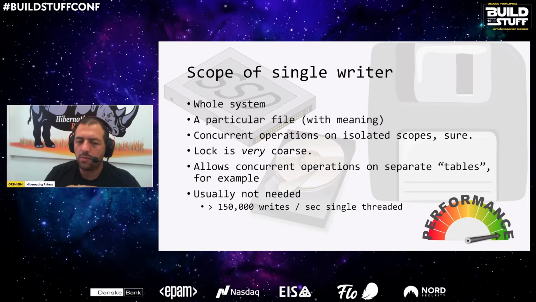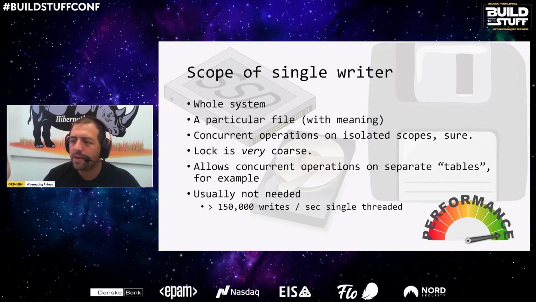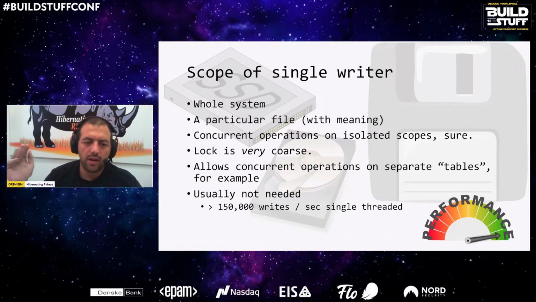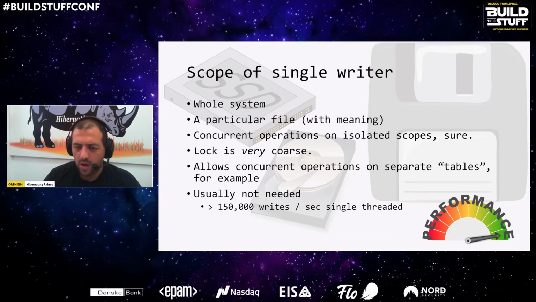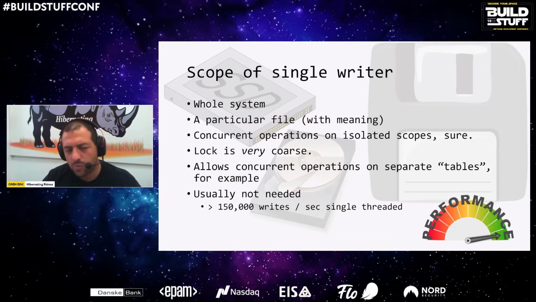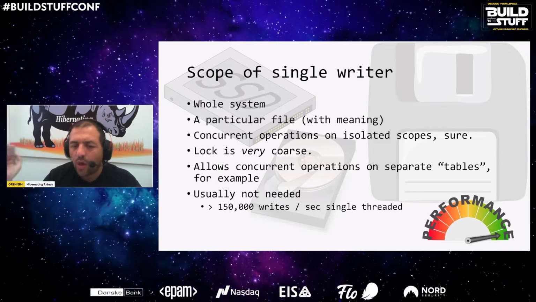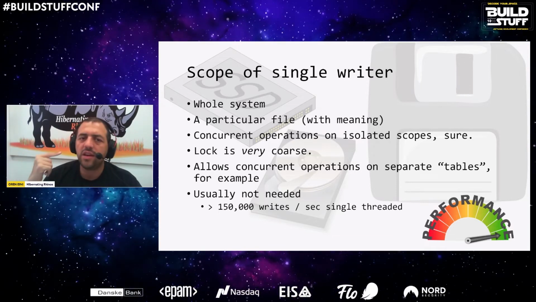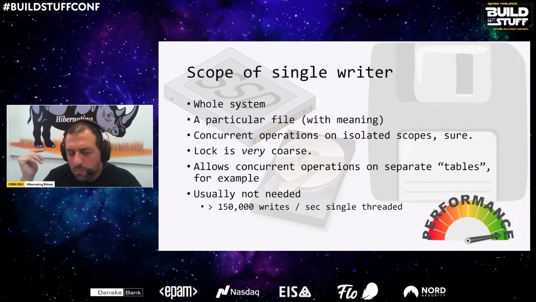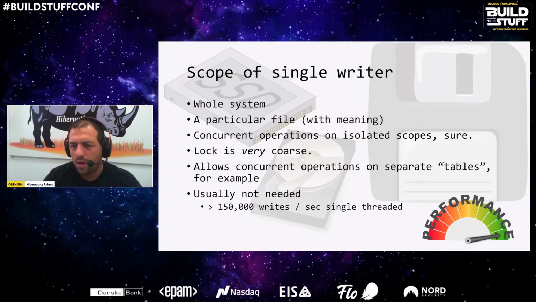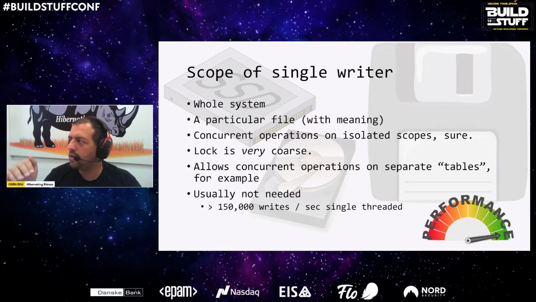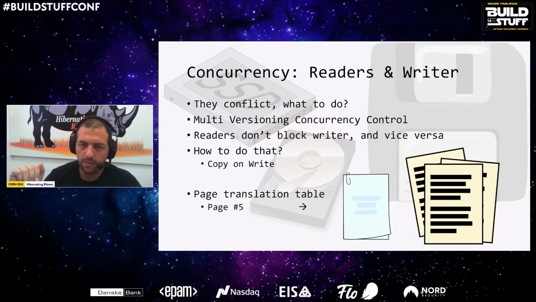Now, just to give you some ideas, on a Raspberry Pi using a single writer, I can get upward of 10,000 writes per second, 20,000 writes per second. On a standard cloud machine, I can hit 150,000 writes per second using a single thread. In most cases, this is not something that you actually care about, but I mention that because this is something that people keep bringing up.